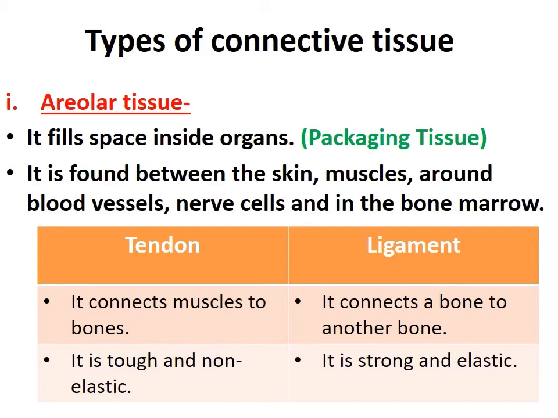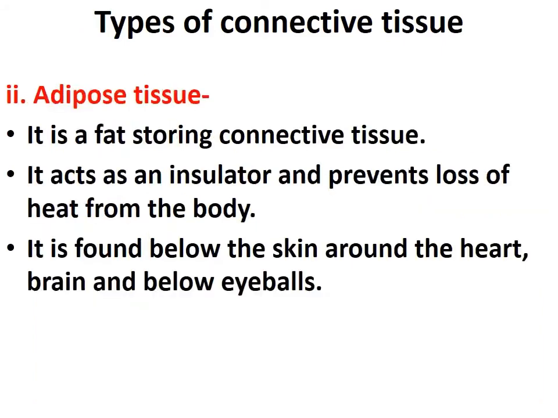Now next thing we will see that what is the second type of connective tissue. Second type of connective tissue is adipose tissue. Adipose tissue is a fat storing connective tissue. It stores the fat in our body and it acts as an insulator and prevents the loss of heat from the body. So it is the basic function of adipose tissue, that it acts as insulator and prevents the loss of heat from the body.